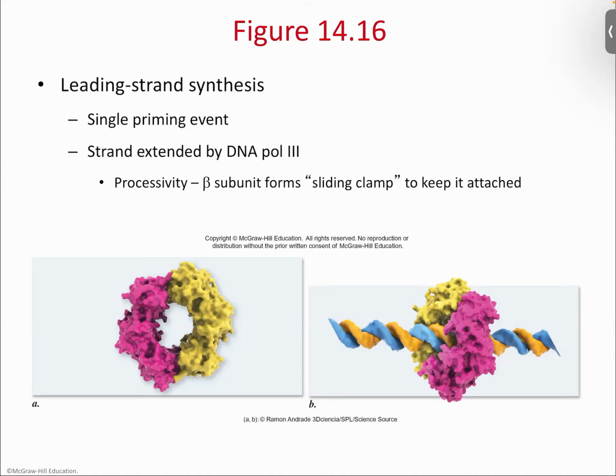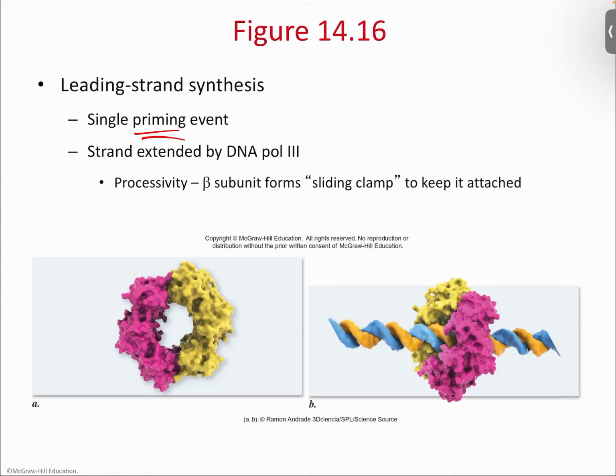So this is your leading strand. This is your continuous strand. Basically, all you need is one priming event, and then your pol 3 will be able to bind to that area and move along. Well, here's the question: how does DNA pol 3 bind to that 3' hydroxyl group? What's the mechanism of that?